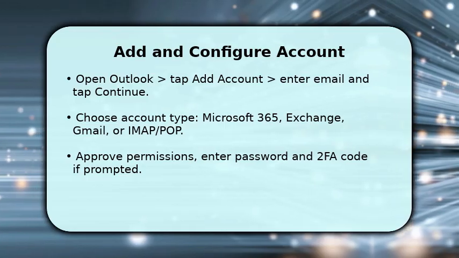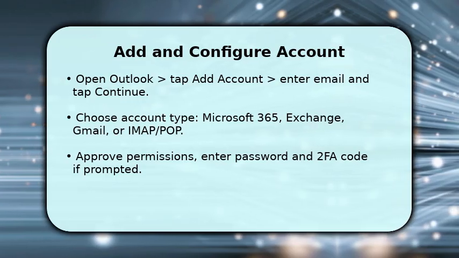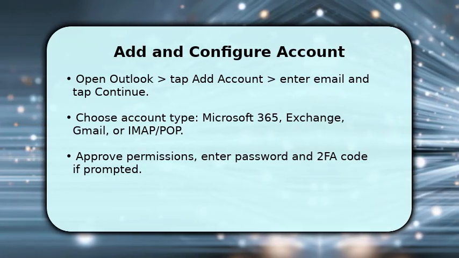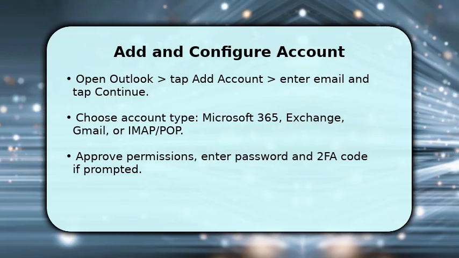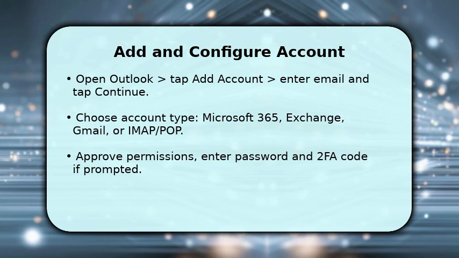When Outlook requests permissions for mail, calendars, and contacts, approve them so syncing works correctly. If multi-factor authentication appears, enter the code or approve the push prompt. This confirms identity and completes secure sign-in.